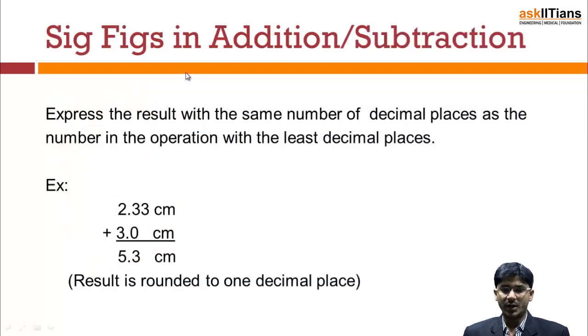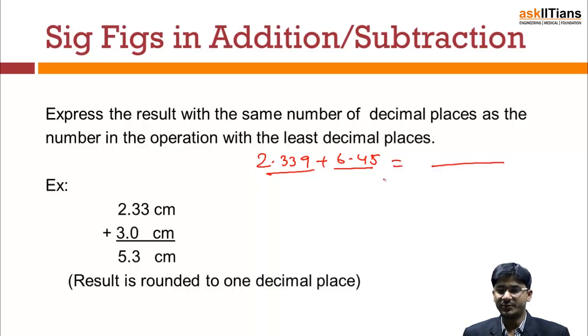Now, how do we calculate when we are adding significant figures? Suppose I give you 2.339 plus 6.45. Suppose I have given you these two values and you have to add them, and after addition you will give me some value and tell me that up to this place they are significant figures. We don't write the values beyond the significant figures.